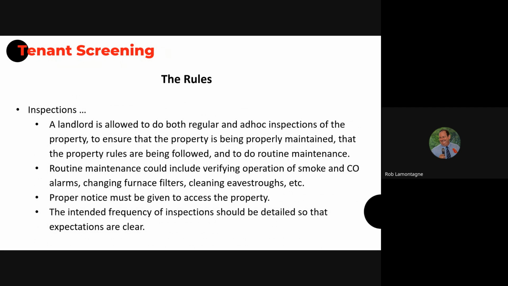Routine maintenance is going to include things like checking the operation of smoke and carbon monoxide alarms, changing furnace filters, cleaning eave troughs, etc. These are things that the landlord is going to be responsible for when it comes to maintenance, and he needs access to the property. Proper notice must be given to access the property. As a general rule in Ontario, for example, proper notice is 24 hours written notice.